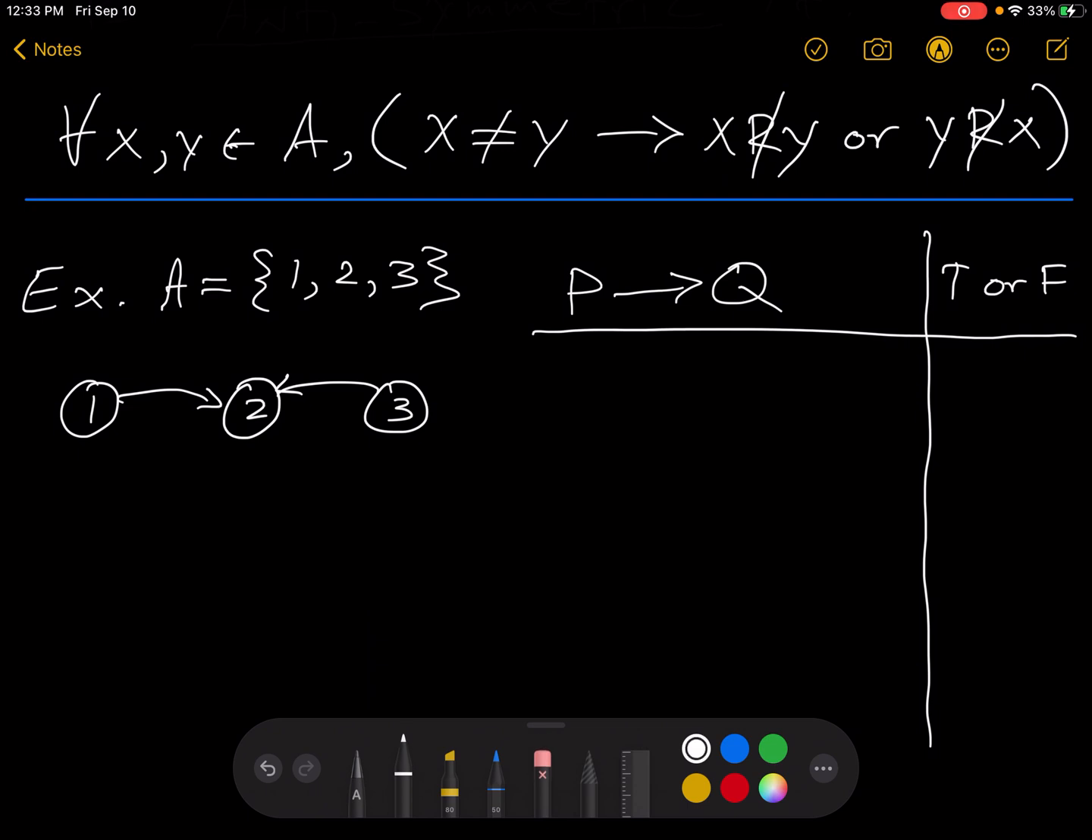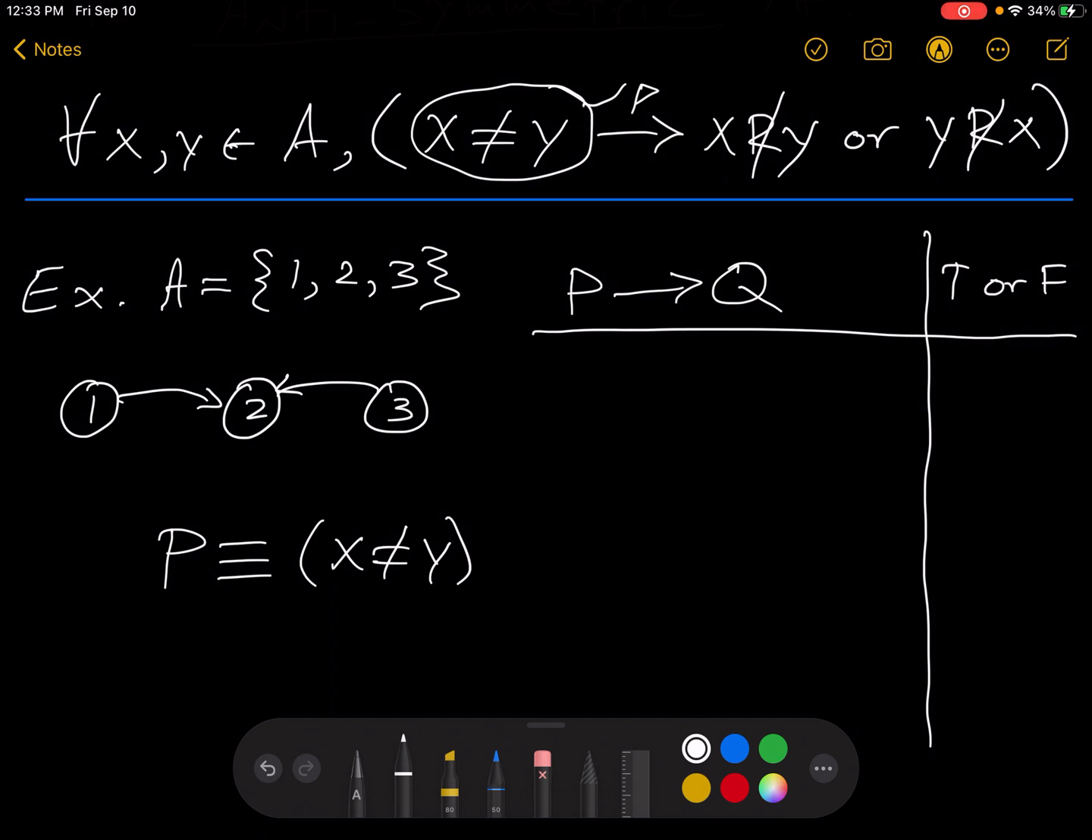All right, so let's first just look at the P part, in P implies Q. So P is x is not equal to y. So now what I'm going to look for is all of the vertices that are 1, 2, or 3 that are not equal. So for P, we have 1 does not equal 2, 1 does not equal 3, and 2 does not equal 3. And that's all we have.